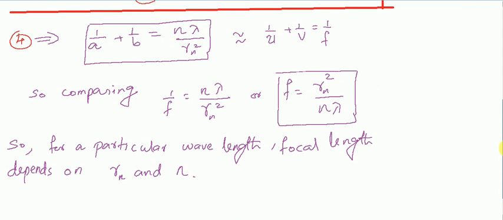So for a particular wavelength, the focal length of a zone plate depends on Rn and n, that is, the radius of the nth zone and the number of the zone. What is the function of a convex lens? A convex lens focuses light to some point. A zone plate also focuses light to a particular point. The only thing is that here an advantage is that it has multiple focal lengths. Depending on the wavelength, the focal length is different. Depending on the number of zones, the focal length is different. Anyway, we can consider a zone plate as functioning similar to a convex lens.